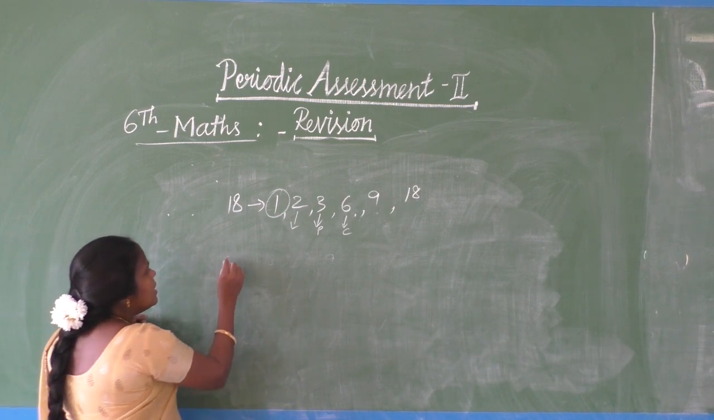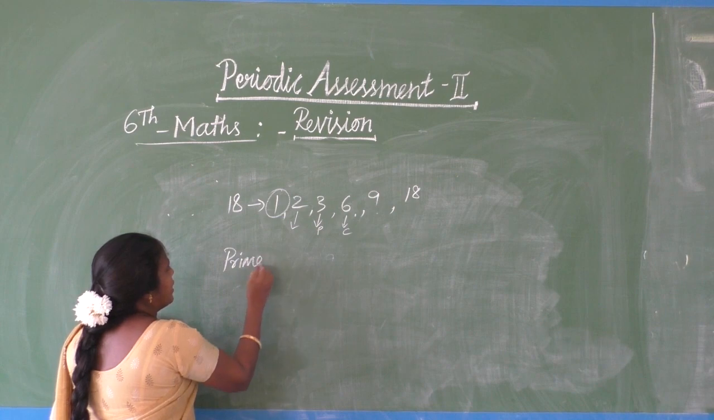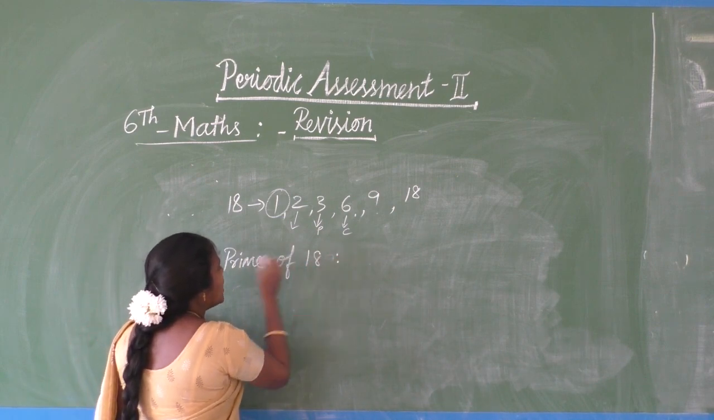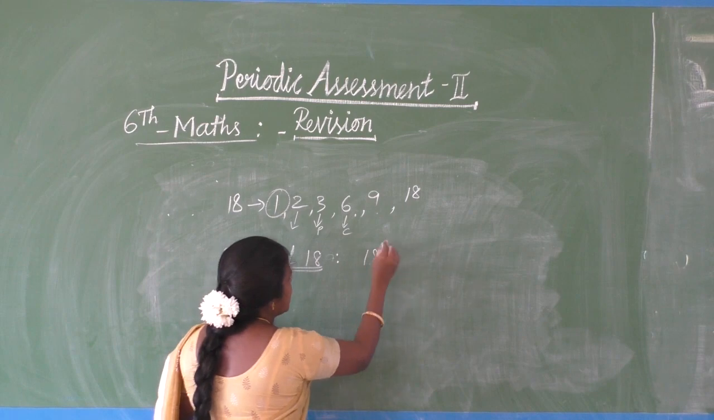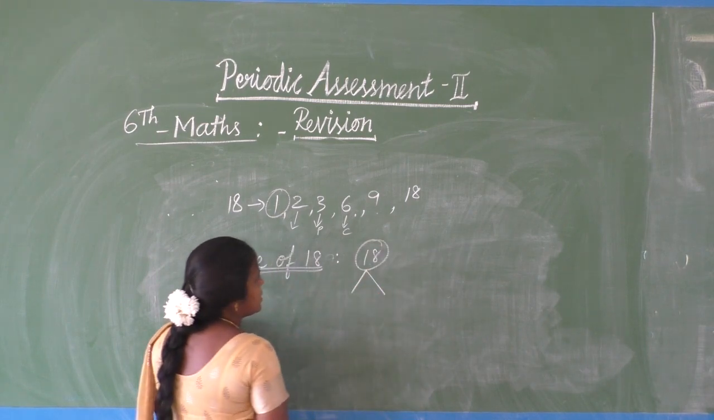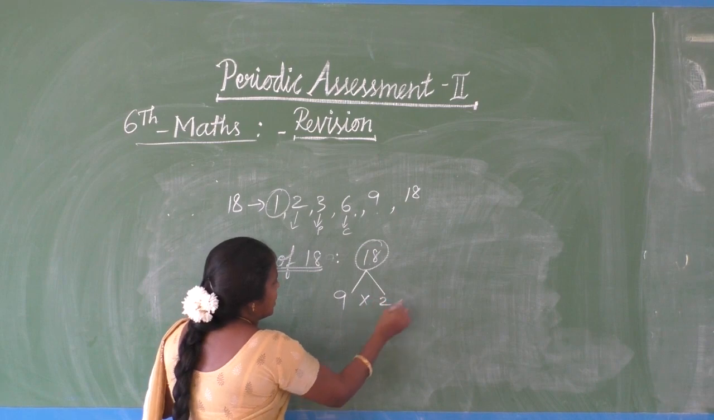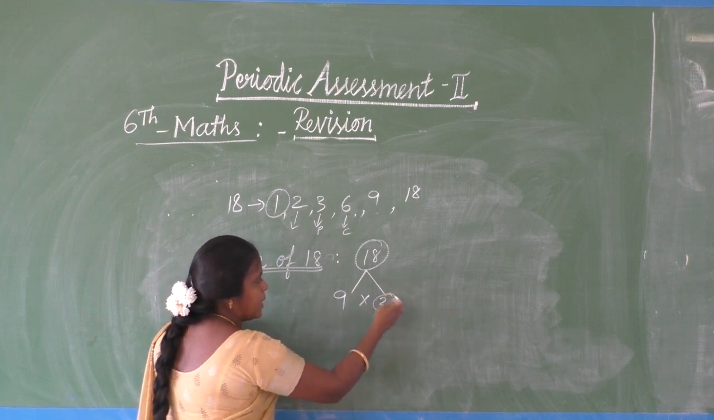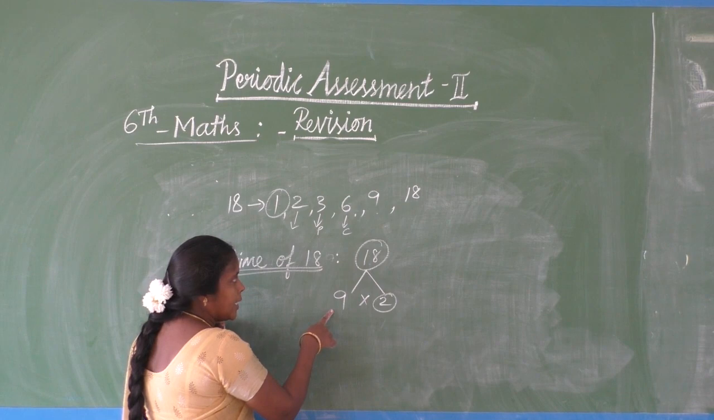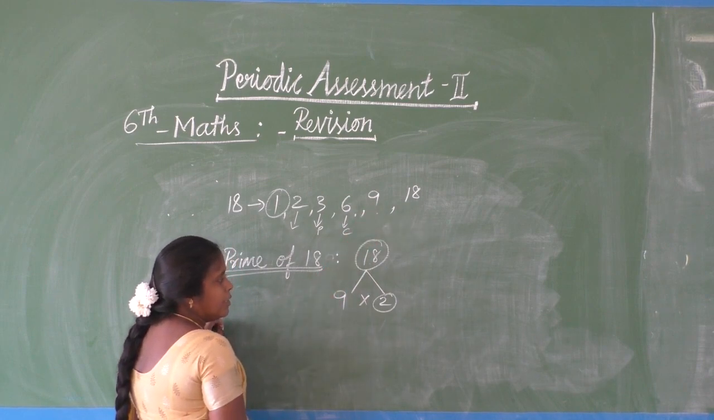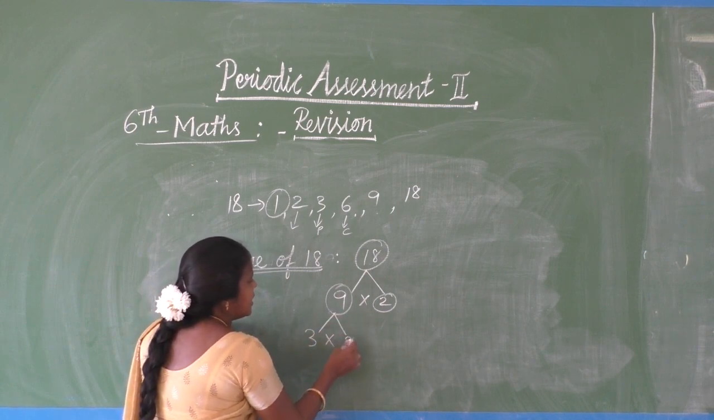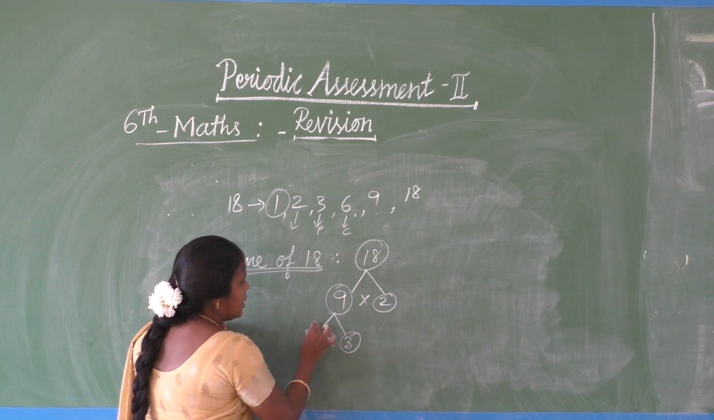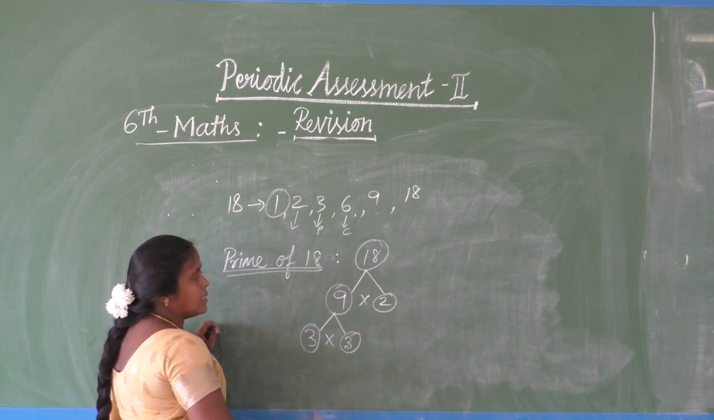Okay. Prime factors of 18 means only prime factors will be involved. How to find them? The factor tree method is there. See, I am trying factor tree wise. Split this: 9 times 2 is 18. Here 2 is a prime number. Leave it. What about this 9? 9 is a composite number, so we have to split again, factor wise. 3 times 3 is 9. 3 is prime. So that's all. The sum is over.